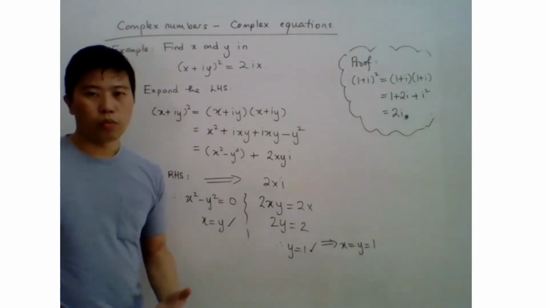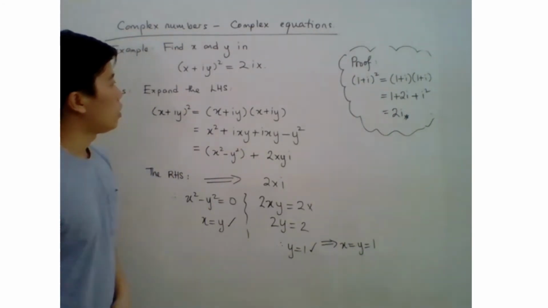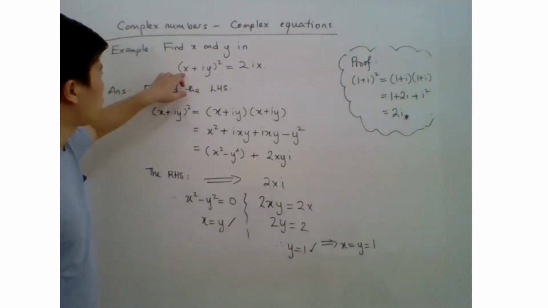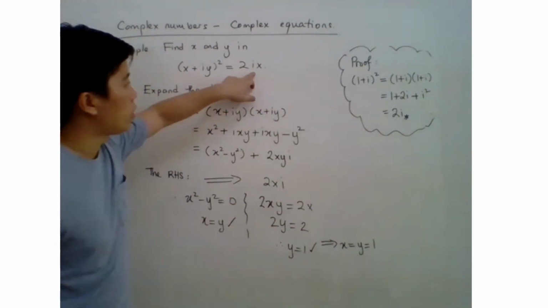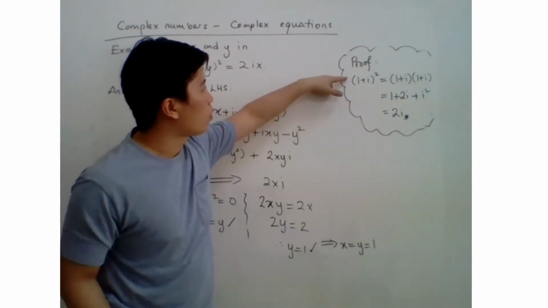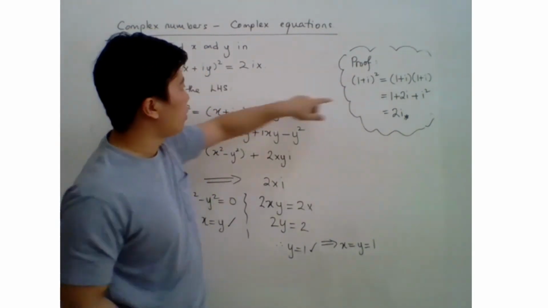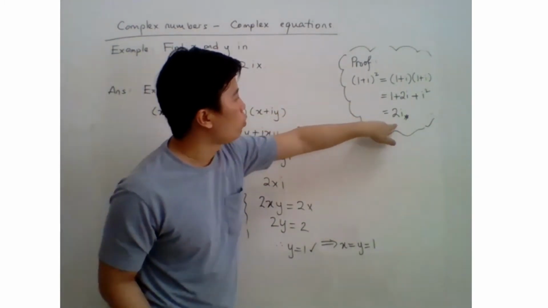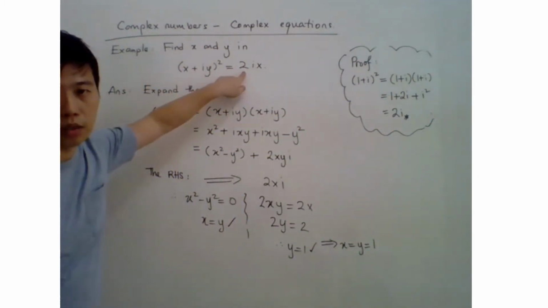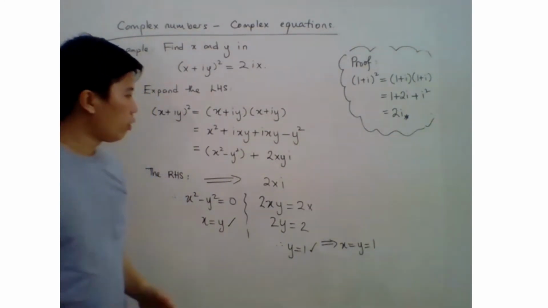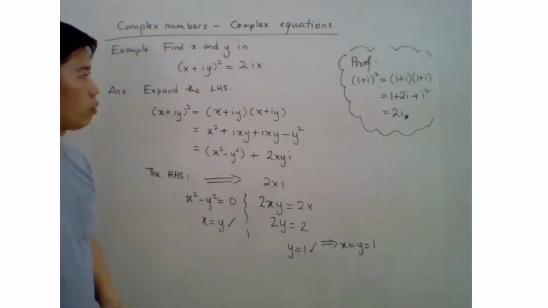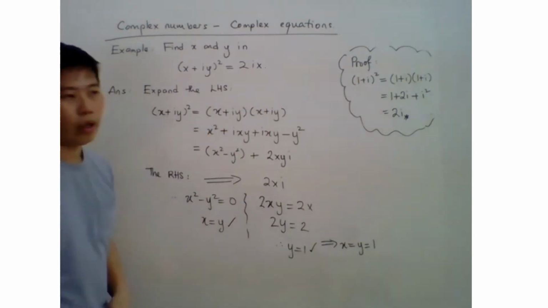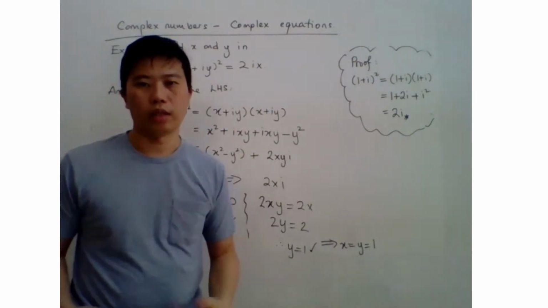But in case you want to prove that this is correct, you can simply substitute x and y equals 1 into the expression here, as well as here. And here you will see that 1 plus i squared is going to give you 2i, which is the same as the one here. So this is how you find x and y when you have complex equations, and this is also the way that you should do it in order to check that your answer is correct.